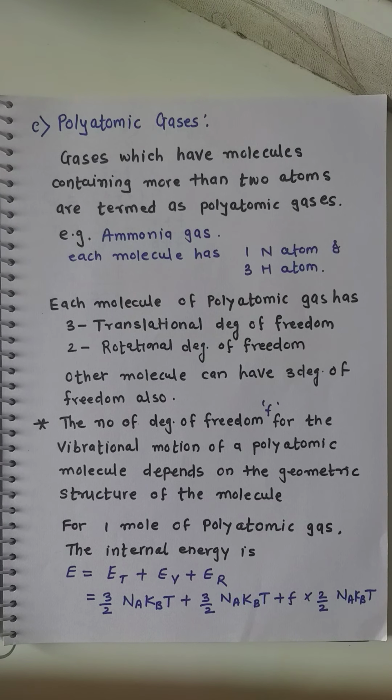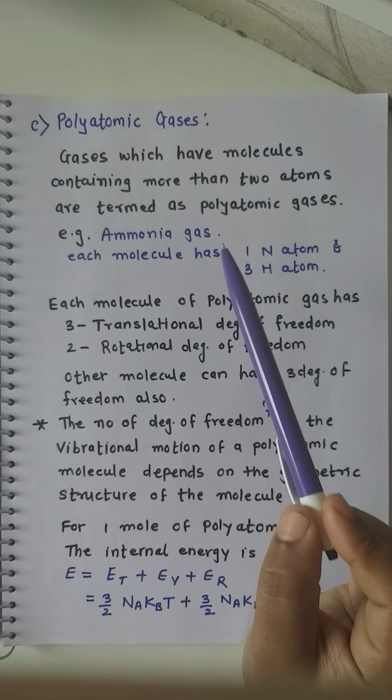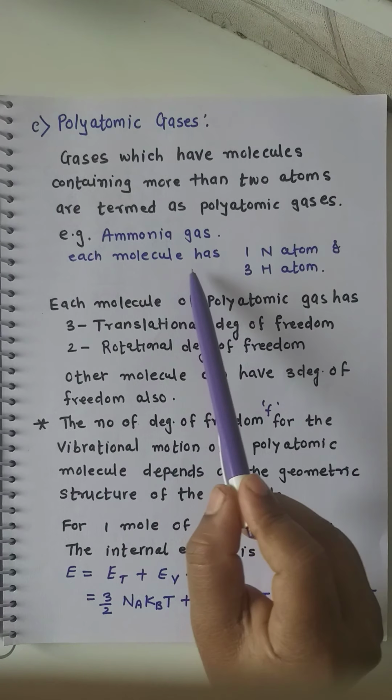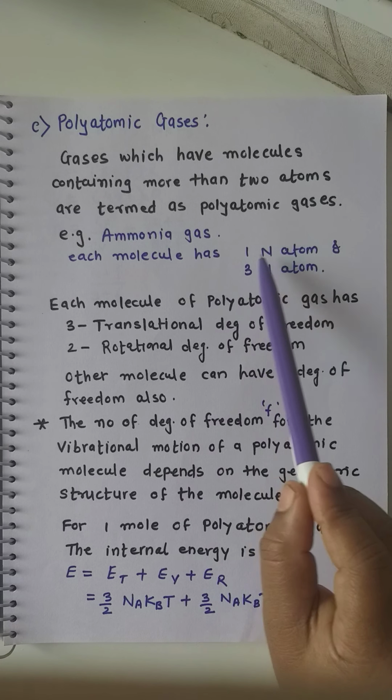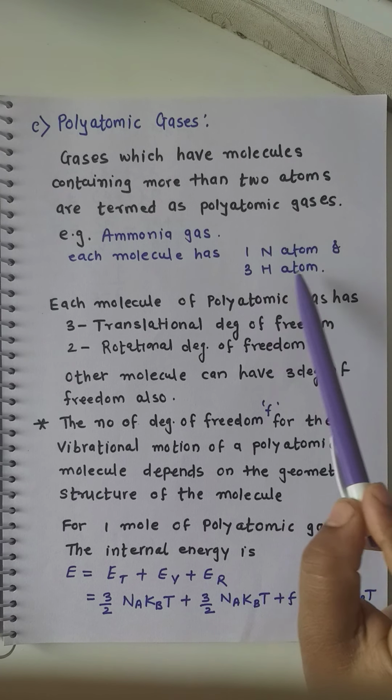Okay, now come to the third type of gas, that is polyatomic gases. The word itself suggests that poly means many. Polyatomic gases are gases which have molecules containing more than 2 atoms. For example, we can take ammonia gas. What is the formula for ammonia gas? NH3. So each molecule of ammonia contains one atom of nitrogen and 3 atoms of hydrogen.